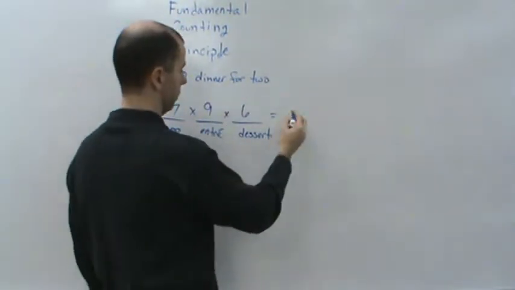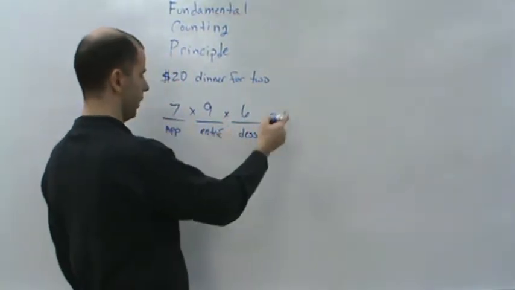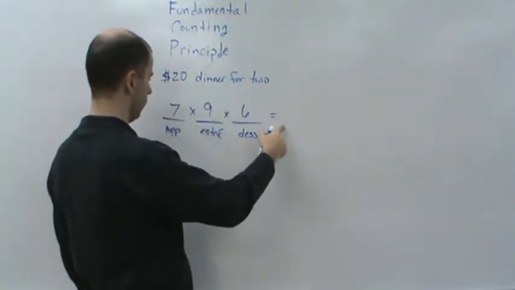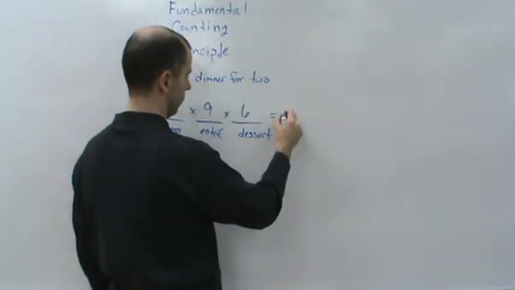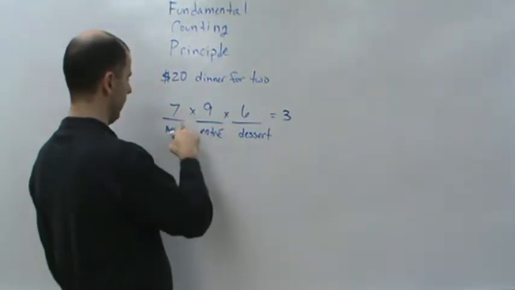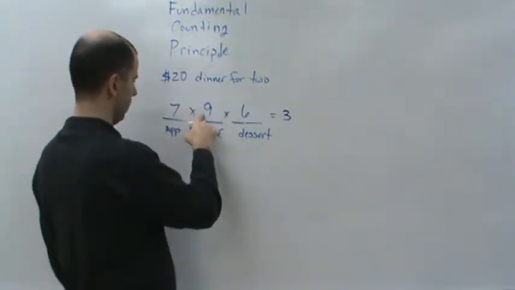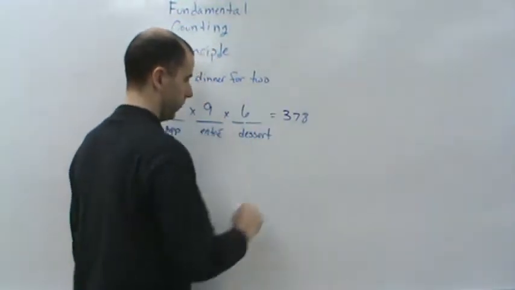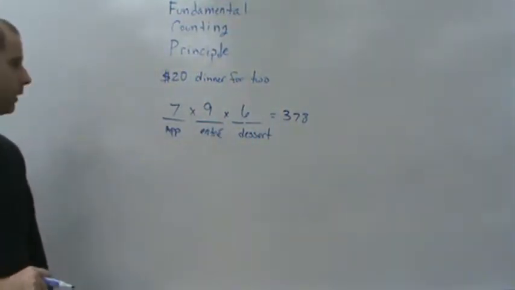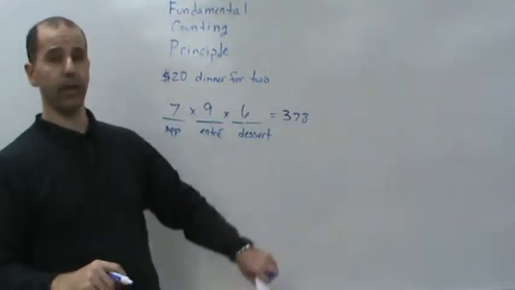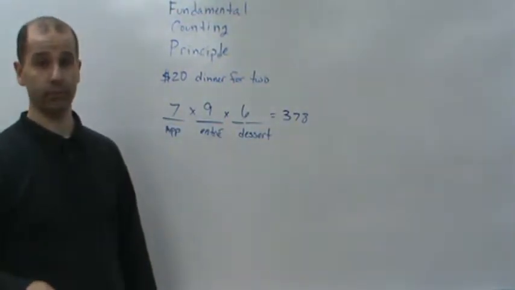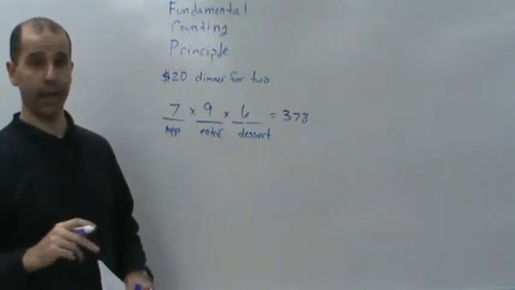Well, it's going to be 378. Okay, so that means I have a total of 378 possible meals I could create. Okay, that's the fundamental counting principle in action.